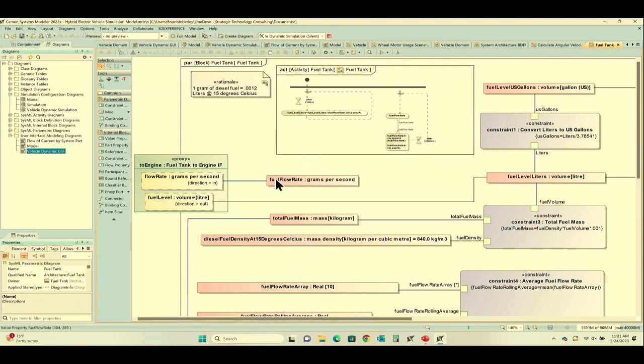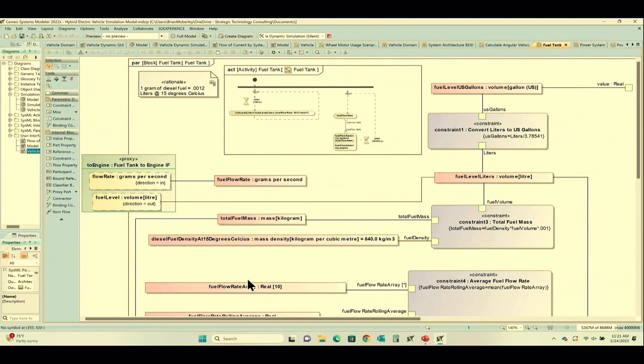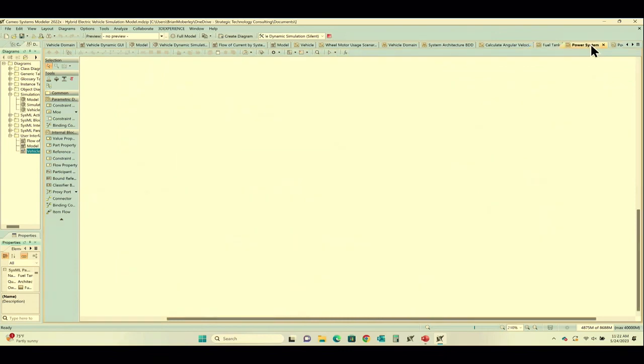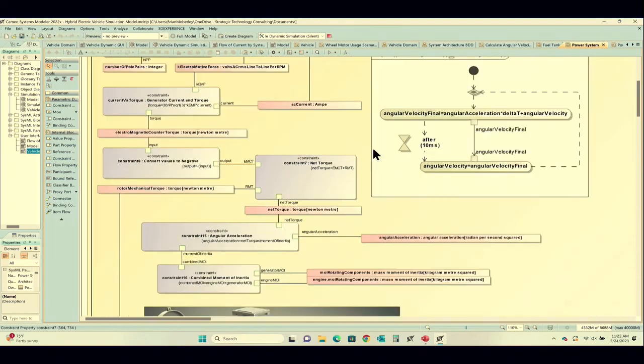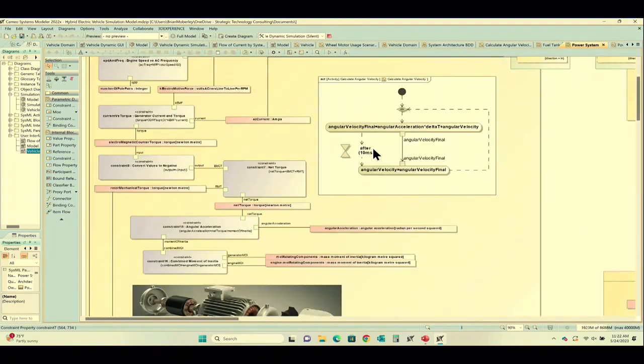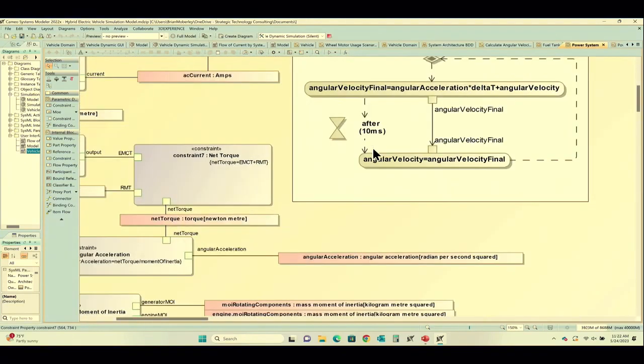Let's see. I want to run a few simulations, but then also talk through some of the things that you're seeing in this. So let's start here in this generator.